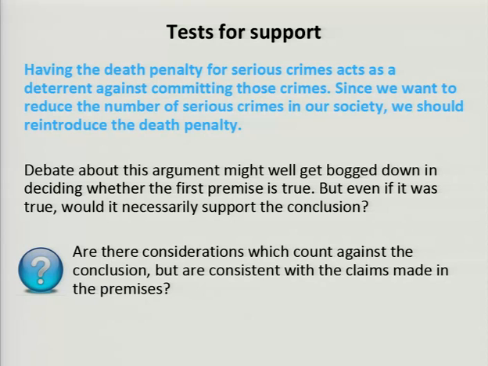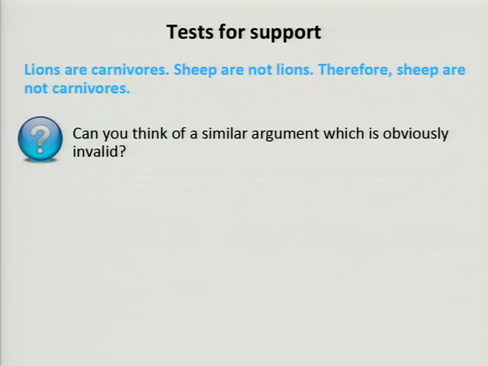So the truth aspect. Yes. So also the support aspect. There are other reasons, other things we could do to prevent serious crime that might work better. If we assume that we have them, then the conclusion doesn't follow.